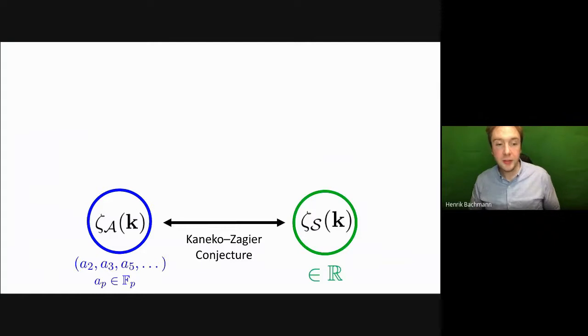Okay, so now we have this conjecture, which somehow is really surprising, this Kaneko-Zagier conjecture between these real numbers and these tuples. So what I want to present now is somehow giving a kind of evidence why this conjecture might be not completely wrong.